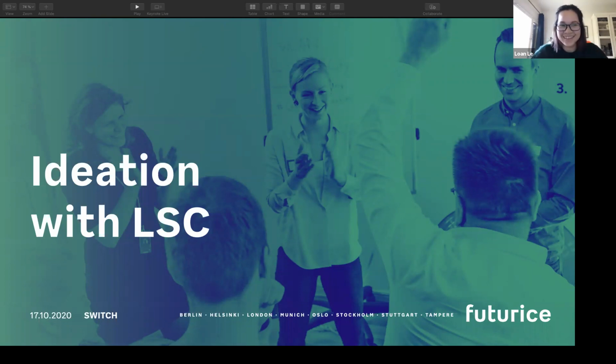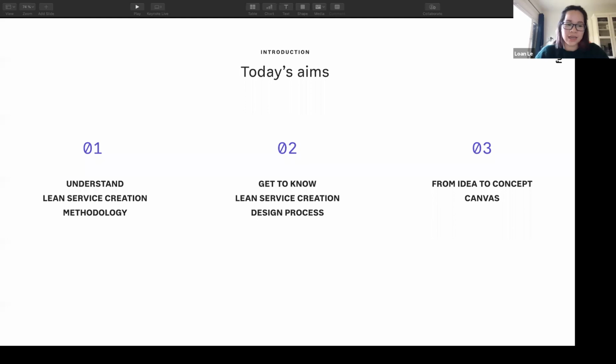Okay, anyway. I'm here to share with you the core methodology behind our design practice and how it can help you in your next innovation project. My goal today is to help you understand the principle behind lean service creation, get to know its design process, and introduce to you some of the most used canvases. I'm trying to squeeze in a lot here, so bear with me and please let me know if I speak too fast.